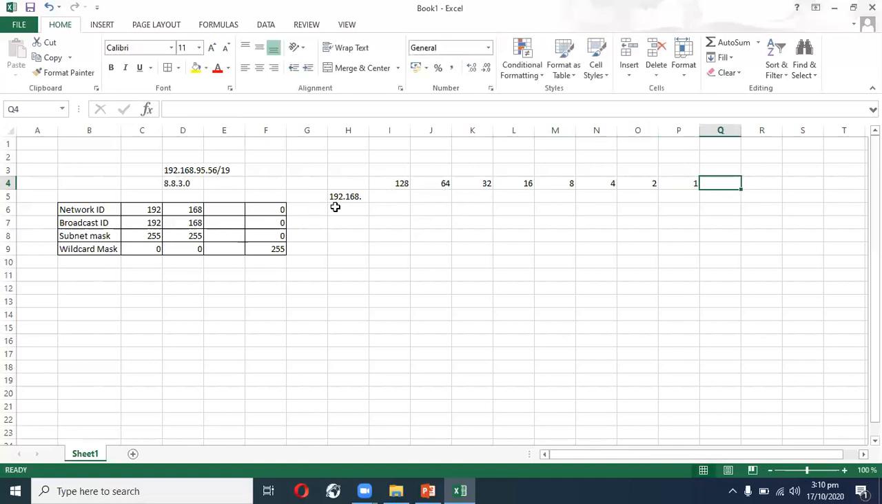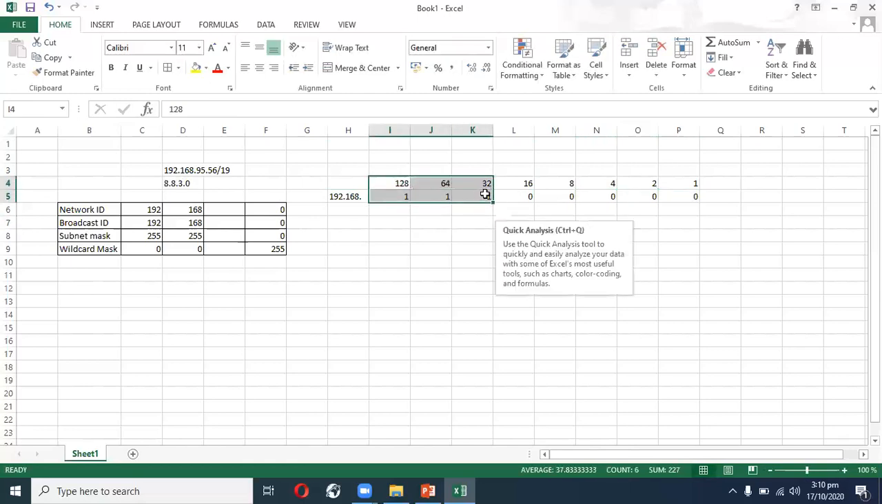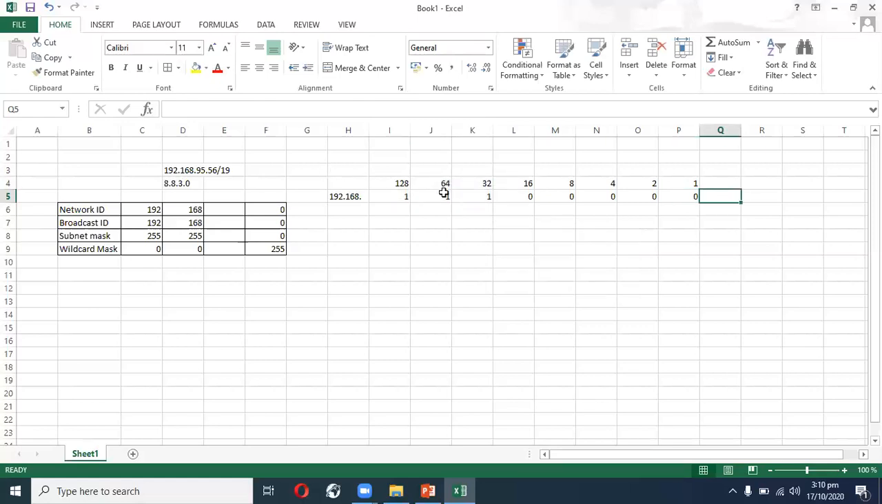Now, if it's 19, this is 8 plus 8 is 16, 17, 18, 19. And the rest are 0: 0, 0, 0, 0, 0. Now, if we add all these together, 128 plus 64 plus 32 is 224. So we know that this digit will become our subnet mask. So this is 224. Let me highlight that we got this number from here.